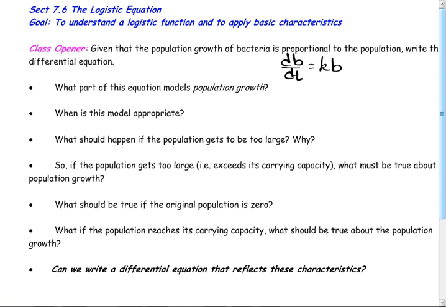Now, what part of this gives you the population growth rather than decline? What gives you growth? The fact that k is positive. That's the growth factor. This is a review, some of it. I've talked about this, and these problems shouldn't be too bad. However, you've got to be prepared for a free response question, so we will do that.